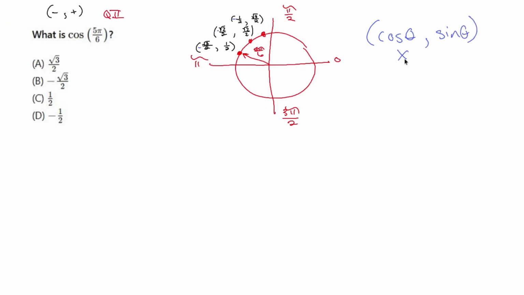and that's what we want. So since I care about this point right here, I'm going to label the x value at that point, which happens to be negative root 3 over 2. So the cosine of 5 pi over 6 is going to be negative root 3 over 2. And that's how you do it.